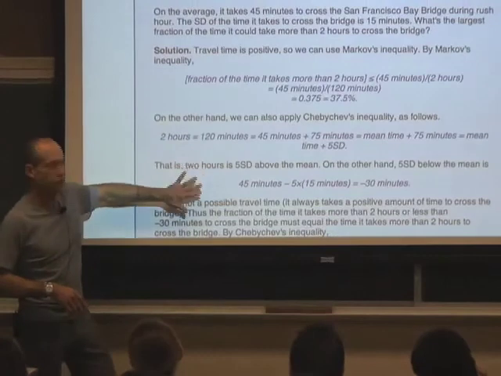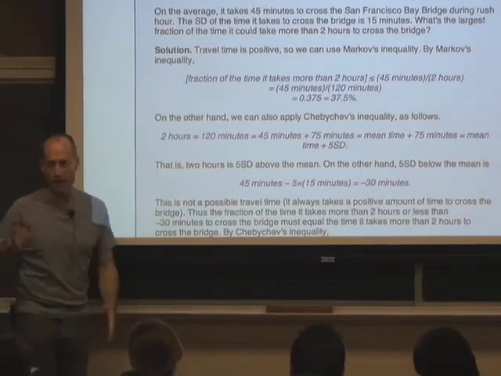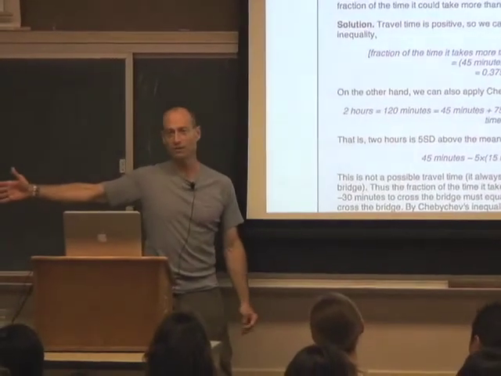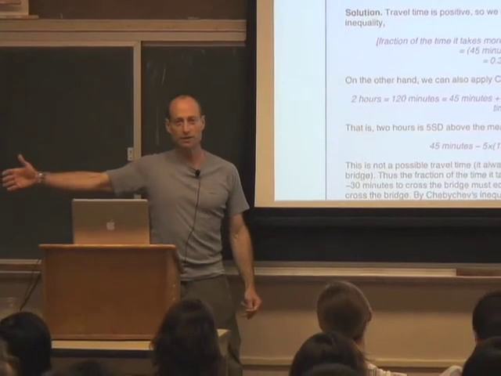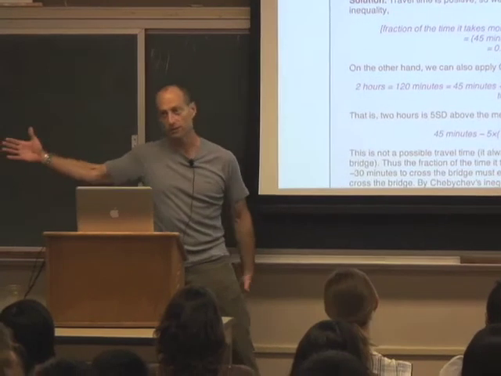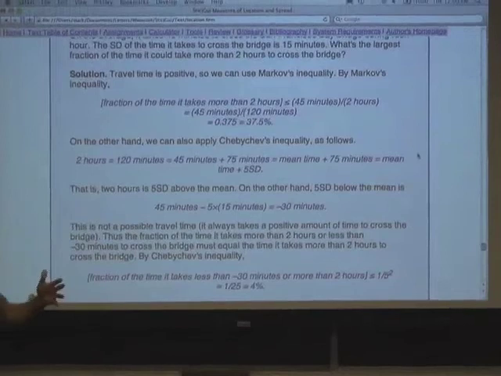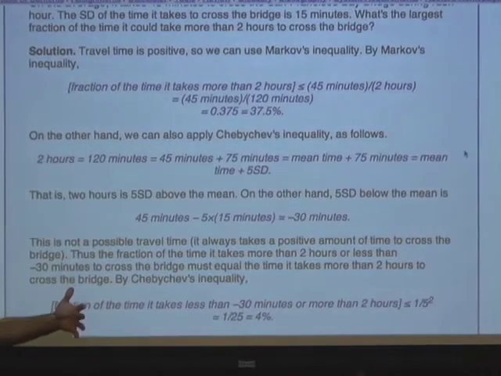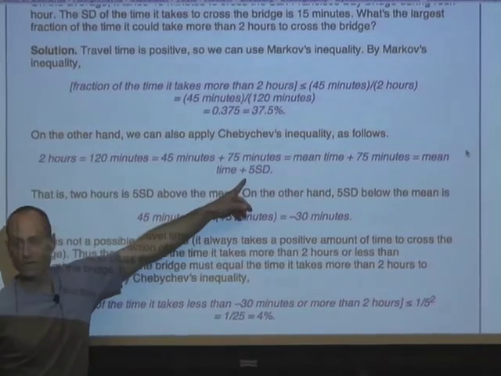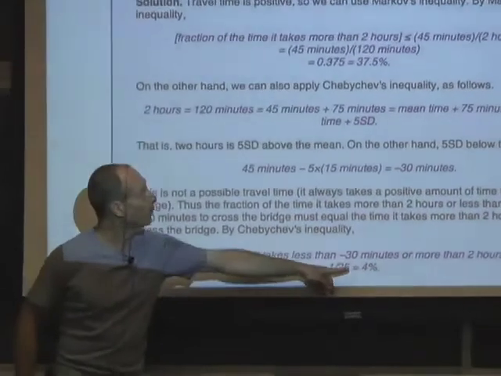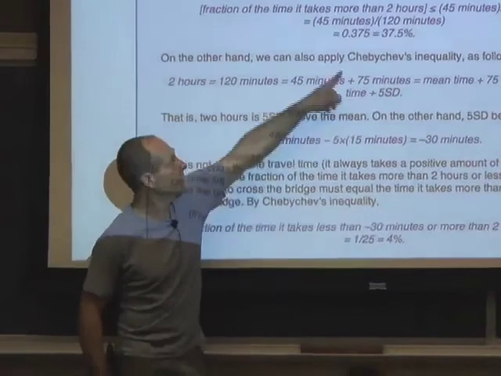In fact, it's going to do a little bit better job here, because we know that the list can't have any elements that are 5 standard deviations below the mean, because 5 standard deviations below the mean is negative 30 minutes. There aren't any elements of the list where it took you less than minus 30 minutes to cross the bridge, right? That doesn't happen. So what does Chebychev's inequality tell you? Well, it says the fraction of elements of that list that are less than minus 30 or bigger than 120 is no larger than 1 over 5 squared, because that's a range that is 5 standard deviations or more from the mean. 1 over 5 squared is a 25th. That's 4%. That's a much, much better bound than 37.5%.